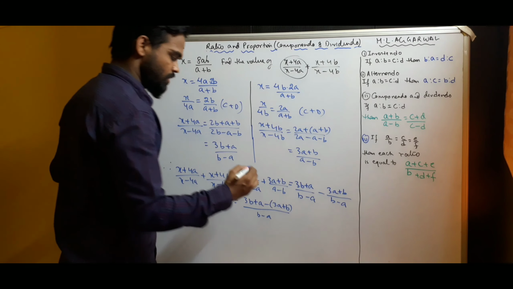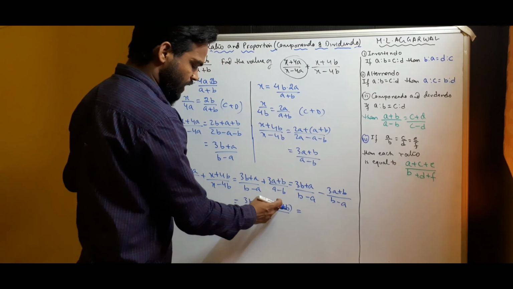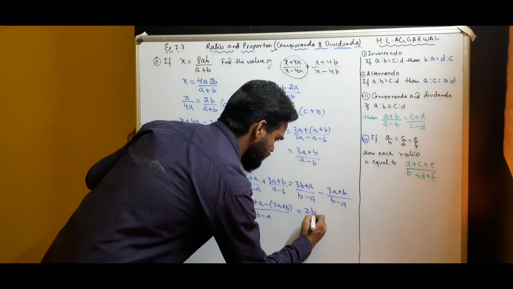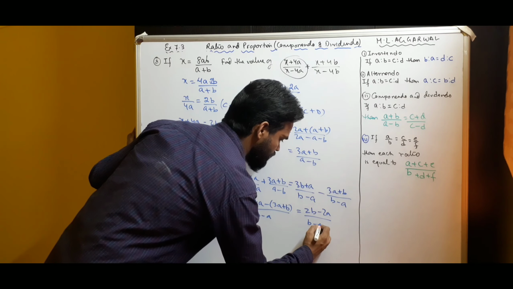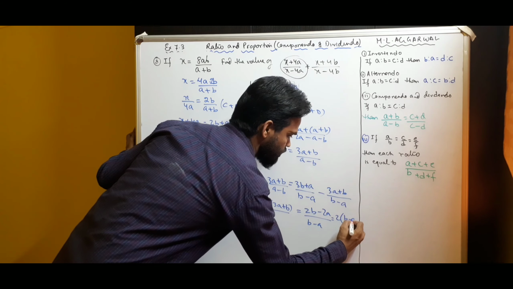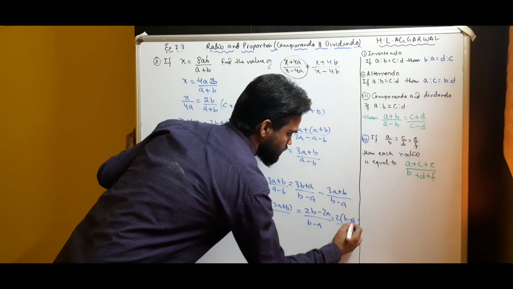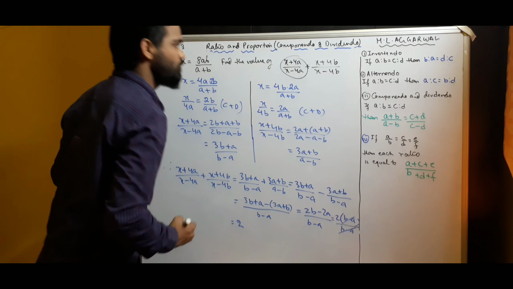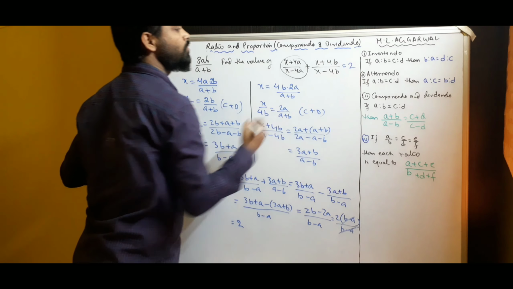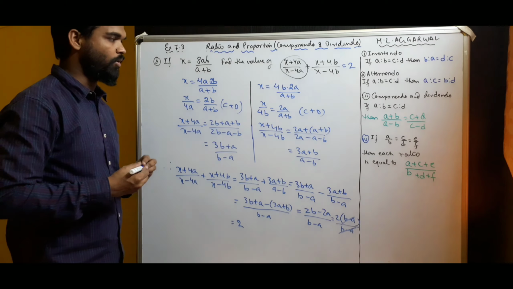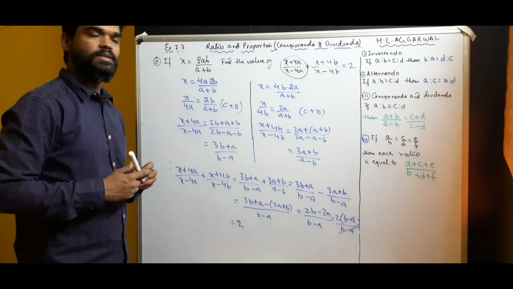Am I correct? Then open the bracket. So 3b − b becomes 2b, minus 2a, by b − a. 2 taken common, (b − a)/(b − a), which means the value is 2. Hence the value of this is 2. Done. A very important sum. Now look at the next sum.